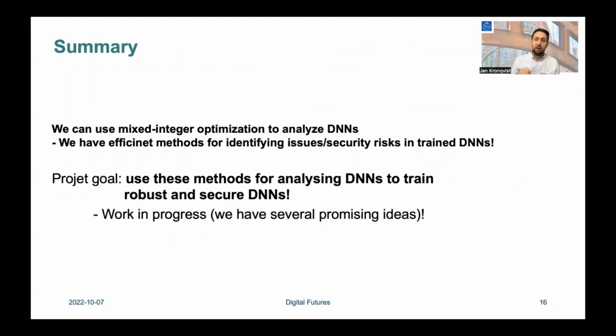And just a quick summary. From this presentation, I really want you to take away that we can use mixed integer optimization to analyze DNNs. We have efficient methods for identifying issues and security risks in trained DNNs. The goal of this project is to use these methods for analyzing DNNs to train robust and secure DNNs. This is work in progress, and I'm happy to tell you that we have several very promising ideas, and the initial computational results are also looking very promising. I am greatly looking forward to the next year, where I will be able to share with you the outcomes of this project.